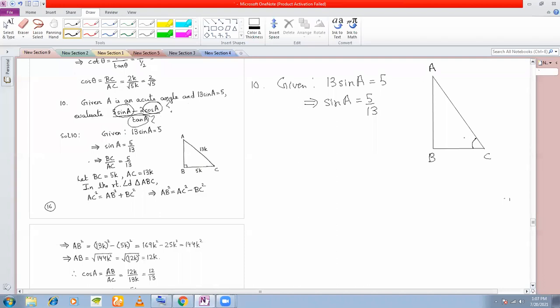Let us take this angle as theta. So this becomes your perpendicular. This becomes your hypotenuse. And this is your base. So sine A. Oh, okay. Sine A they are saying. Fine. Then you cannot take this. We are not working with theta. We are working with this angle here. Okay. Because sine A is there. So that means this becomes your perpendicular. And this becomes your base.